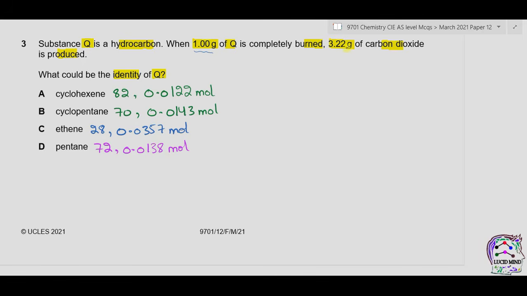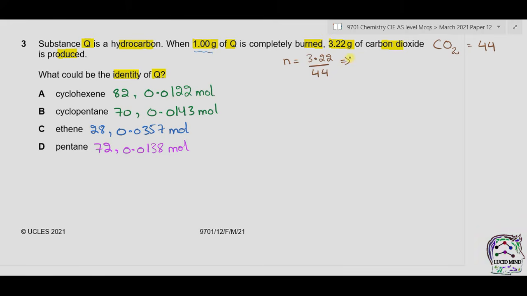Let's find out the number of moles of carbon dioxide that is produced, and mass is given. The formula of carbon dioxide is CO2 and the molecular mass is 44. So number of moles of carbon dioxide will be mass in grams divided by molecular mass.